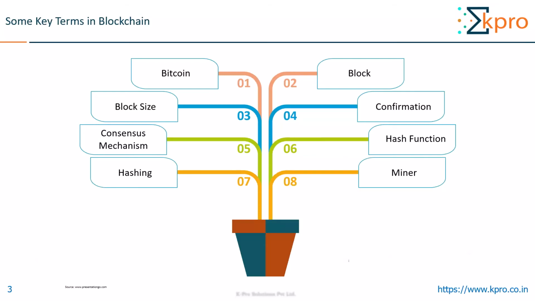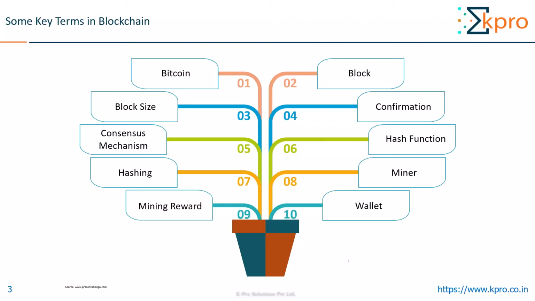The next one is miners. So these miners are nothing but the machines that carry out the transaction validation process and add them to the blockchain. The next one is mining reward. So the miners receive a certain amount of the relevant blockchain's coin when they succeed in adding a block to the blockchain. So this is what is meant by the mining reward. And the last one is wallet. So it is a software in which one's cryptocurrencies can be stored. So these are some of the key terms that we'll be using while talking about the blockchain technology.